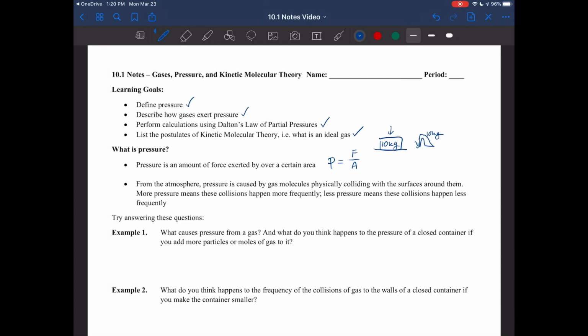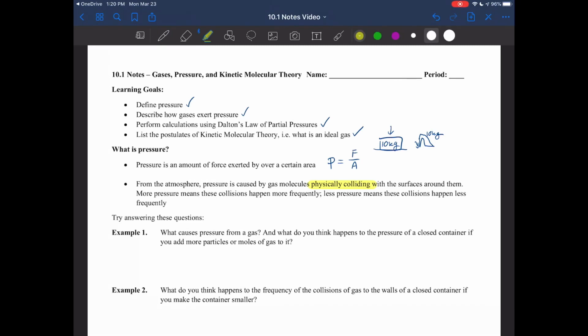You might have heard of tire pressure before, maybe the pressure in a hot air balloon, things like that. Well, from the atmosphere, pressure is caused by gas molecules. We talked about solid, liquid, and gas already, but gas molecules are just bouncing all around the room, and those gas molecules are physically colliding with surfaces around them. So they're hitting the walls, they're bouncing off. They're hitting other gas molecules, they're bouncing off. They're hitting our lungs, they're hitting our face. This is all happening all the time.